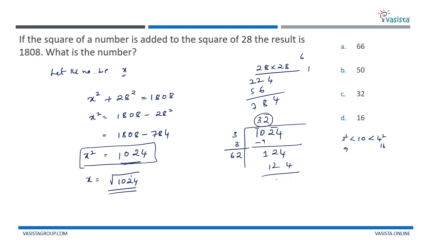The answer is 32. So the square root of 1024 is 32. The answer here is C.